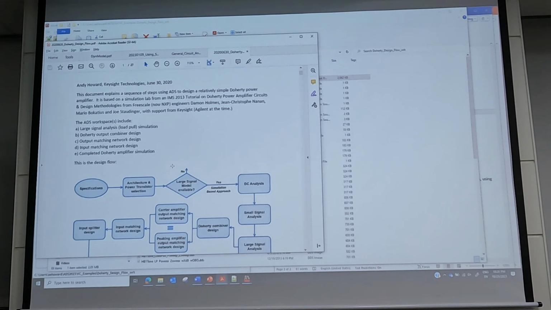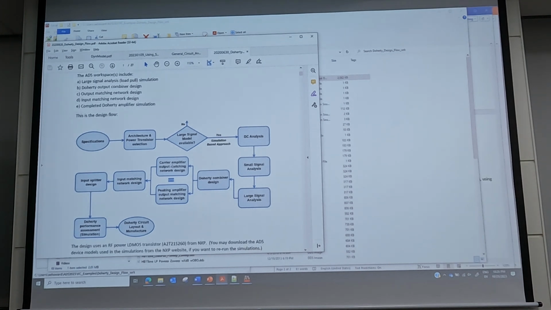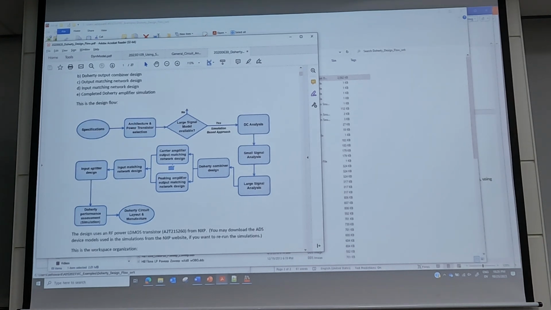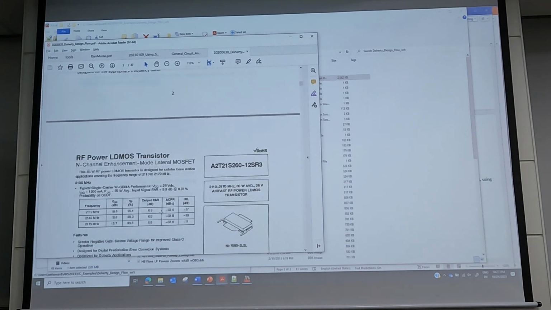They have a design flow where they go through the various steps for designing a Doherty. They include DC analysis, small signal analysis, load pull simulations, designing the combiner, designing the input matching network, and then finally running simulations of the completed amplifier. And this goes through the details of that analysis.